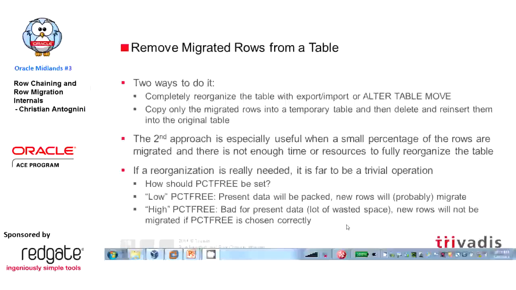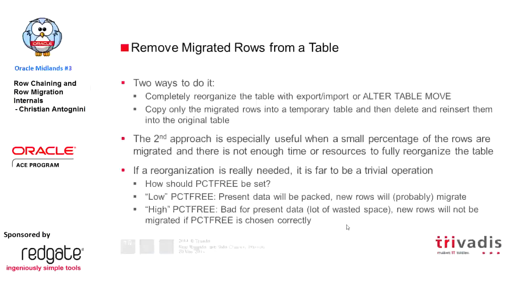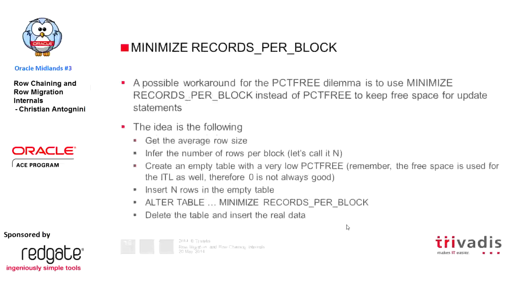If you do not have so many rows which are migrated, a good way to solve it, I would say, is to create a temporary table, insert a select from this table into the temporary table, delete them from the old table, and then reinsert them. When you do an insert of a migrated row, you are sure that you will get a non-migrated row. Whether you get a chained row depends on PCTFREE, as we have seen before. If the PCTFREE is small enough, you get a row which is not migrated, not chained. If you have the PCTFREE like in my previous demo, then you get a chained row.